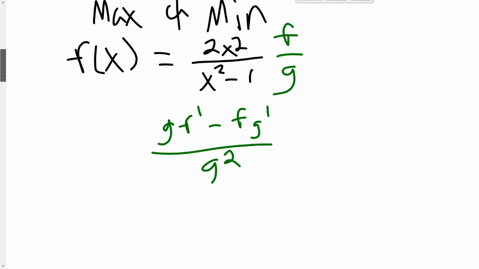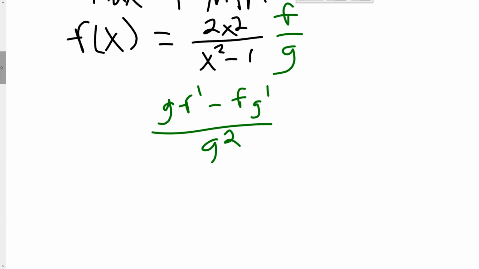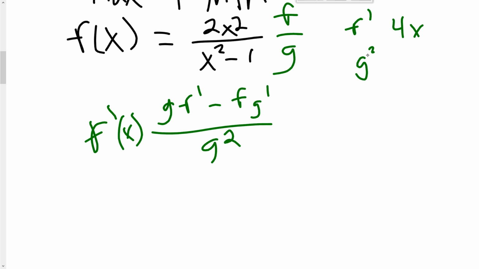And so now we need to find our maxes and mins. Well, that's when we take our first derivative and set that equal to 0 and find our x's. So here is the hard part because we have a quotient. That means we have to do quotient rule. So here's my f, here's my g. I take the derivative of f, which is just 4x. I take the derivative of g, not g squared yet, that's just 2x. And then I take g squared, which is just this squared.